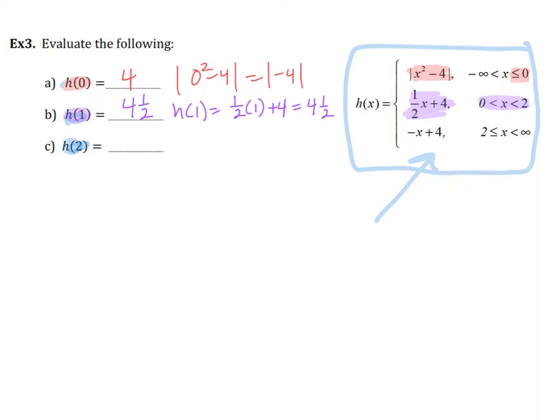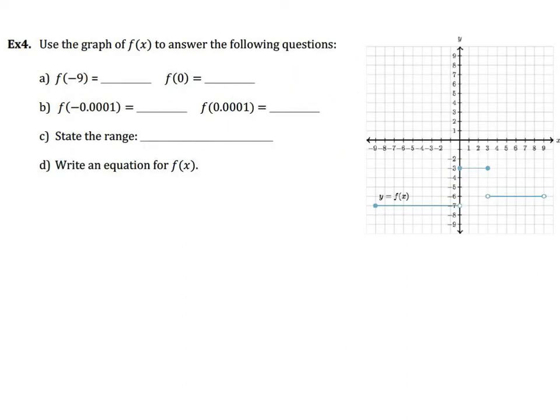Finally, if we're finding h of 2, well, 2 is inclusive in this third equation, so I'm going to use negative x plus 4. So I'm going to plug in 2 into this third piece, and so that's negative 2 plus 4, which is 2. So h of 2 would be 2. Moving on. It says use the graph of f of x to answer the following questions. So I would pause and try this on your own. Write the equation for the function, right? So you're just going to do the different pieces. So go ahead and pause and try this by yourself.